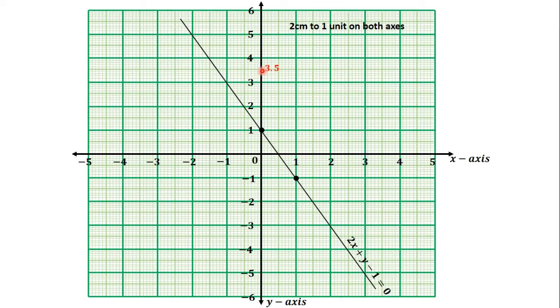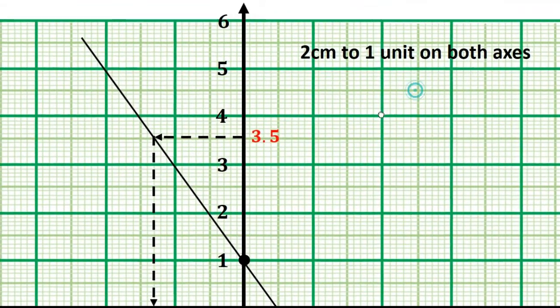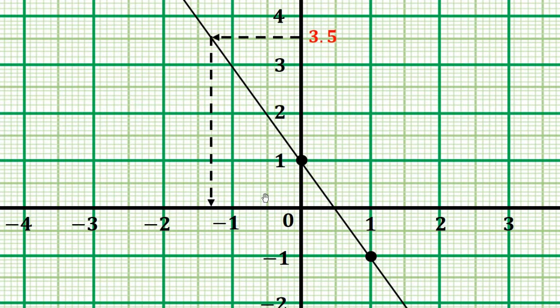Now, after you have located 3.5, you trace it to meet the straight line. Then from the point where it meets the straight line, you trace it to the x-axis to get the value there. Now I'm going to zoom in to the value on the x-axis so that we will see what is happening. When we zoom in, we can see that it falls on the third division from -1. So from -1, we have the first division, the second division, and then the third division. But we have seen that the scale on the x-axis is also 2 centimeters to 1 unit. So each division is 0.1.